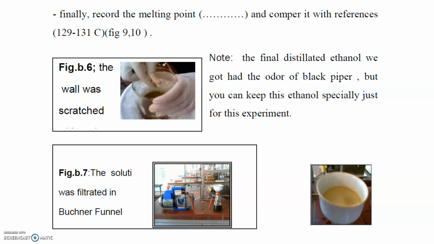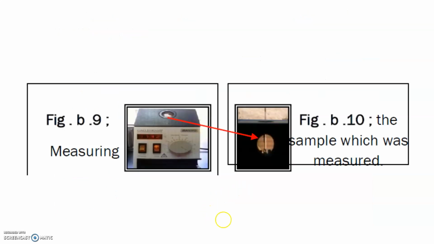So the wall was scratched. The solution was filtered in the Buchner funnel. You can see the Buchner funnel. So this is your compound. Now the sample was measured for melting point. This is the melting point apparatus.